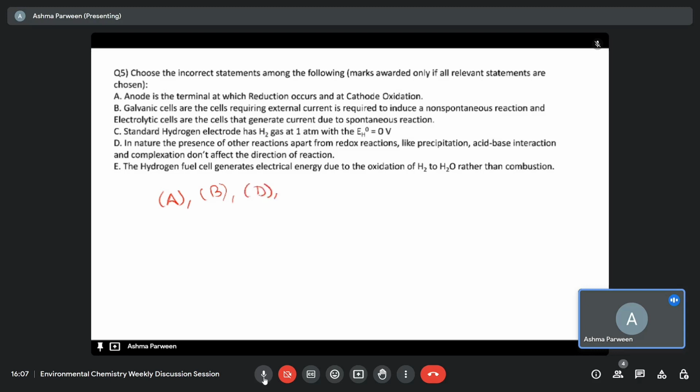And the last statement is the hydrogen fuel cell generates electrical energy due to oxidation of hydrogen to H2O rather than combustion. So this is the correct option. We have three incorrect options, that is A, B and D. Only two are correct, that is C and E. So let's move to the next question. If you have any doubt, just unmute yourself and ask. Otherwise, we'll move to the next question.